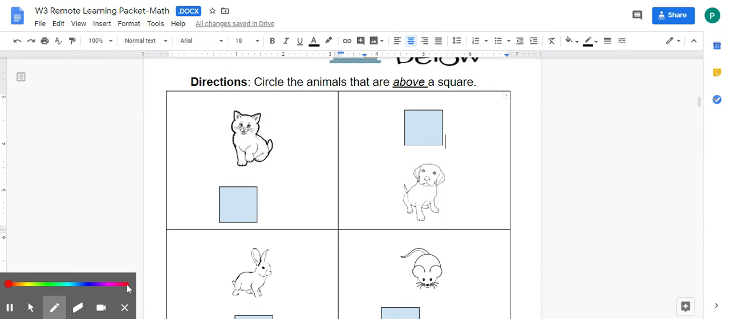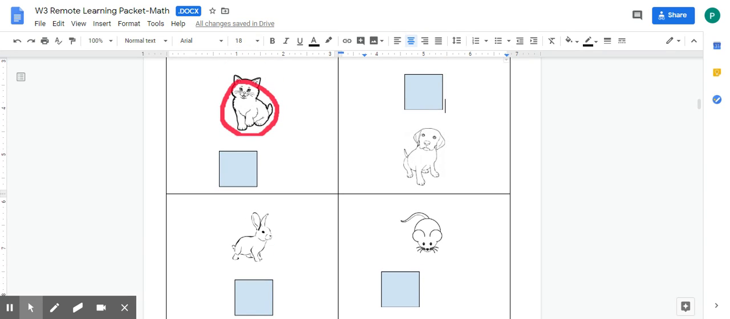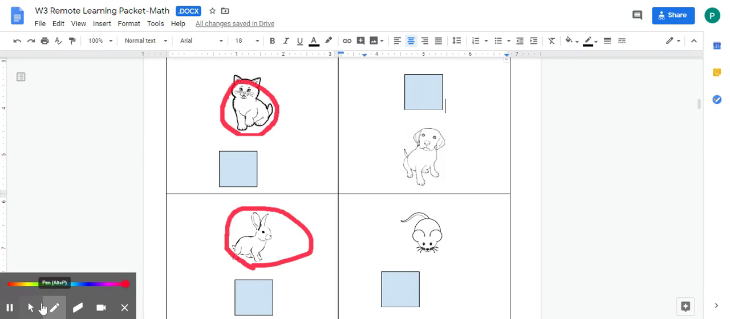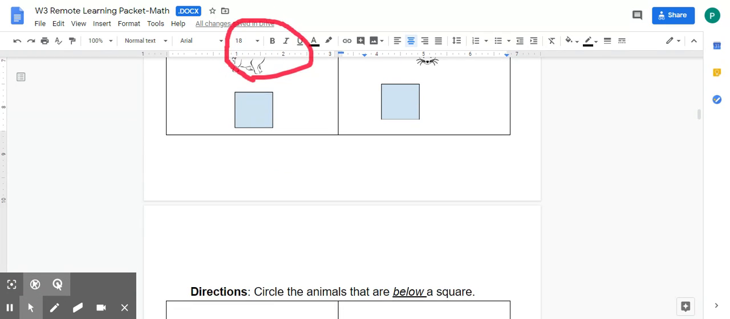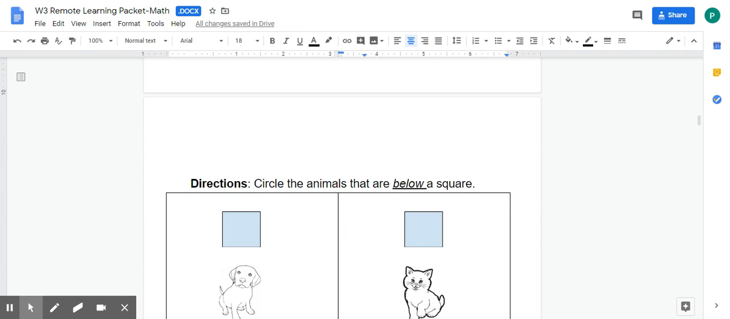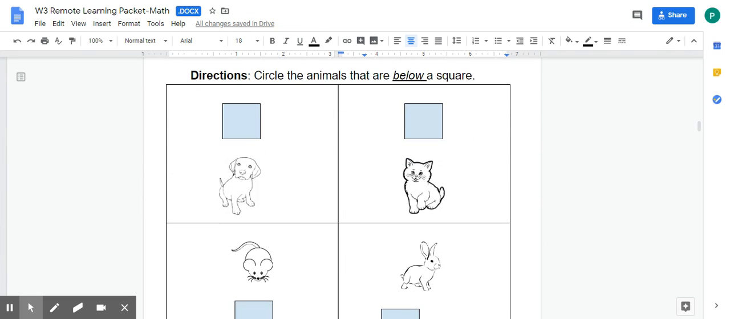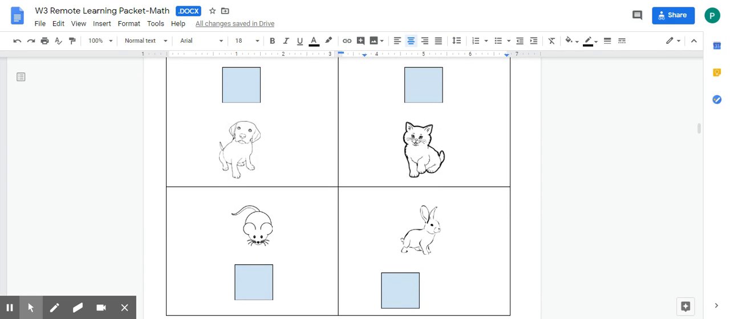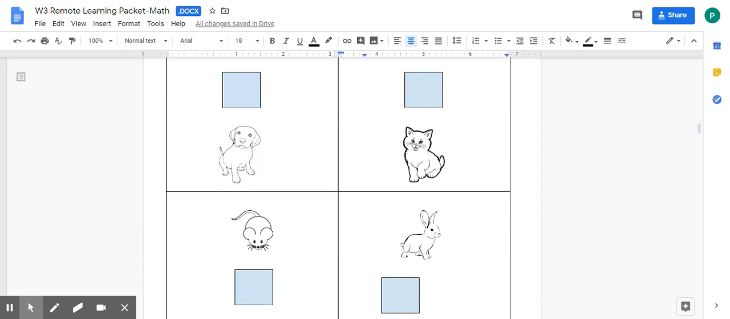So what I'm going to do is just take a look at my animals, which ones are above a square. I'm just going to circle them. The cat is above a square, and the rabbit is above a square, so I'm also going to circle that as well. Okay, and then the next page for that one, you're going to circle the animals that are below a square. So you're going to do the same thing, looking at the picture and finding out what animals are below a square. And that's going to be day 1.